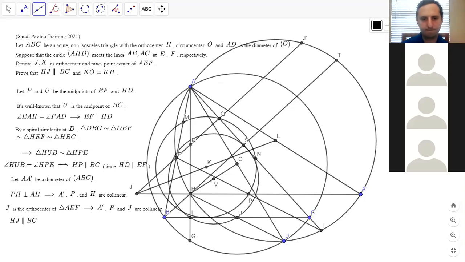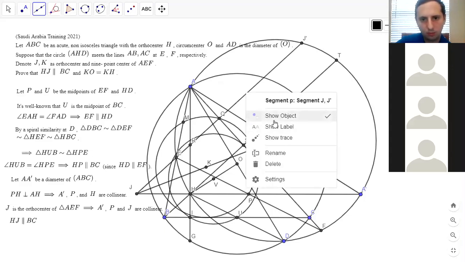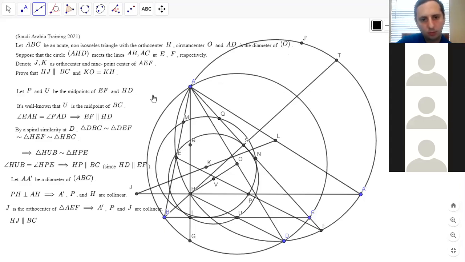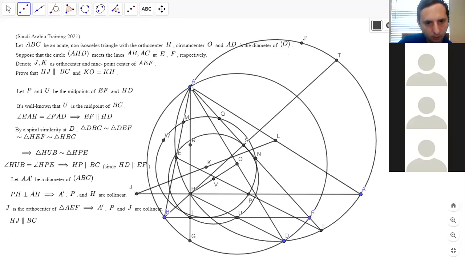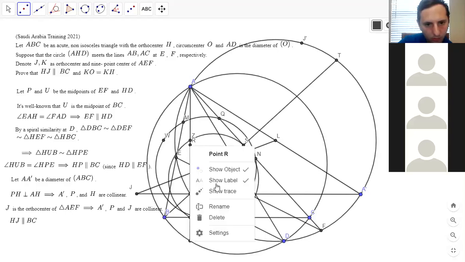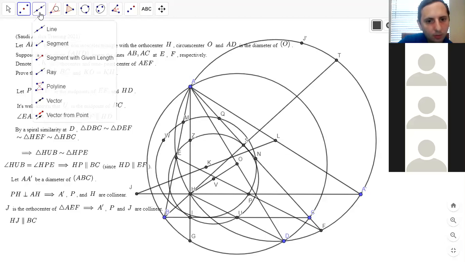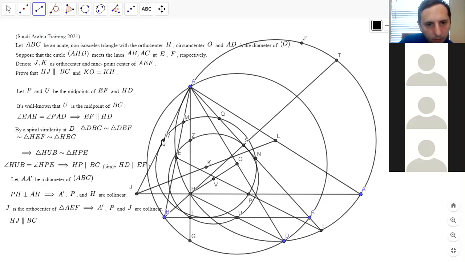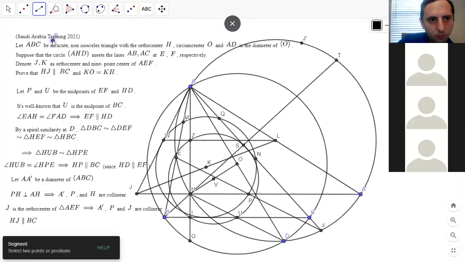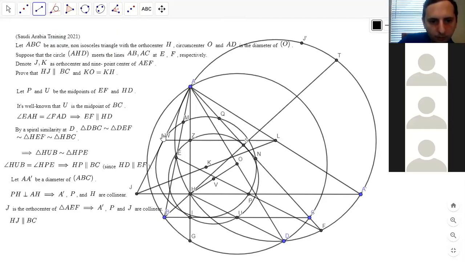Could you delete the line? No, just hide the line. Yeah, that line. And could you draw the midpoint of JA and HA? Yeah, JA and HA. And delete the point R as well. All right. So W, Z, and L are collinear. Okay. And WK and P are collinear. Yeah.